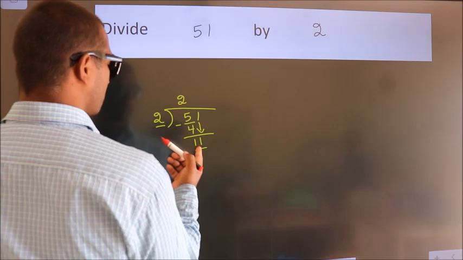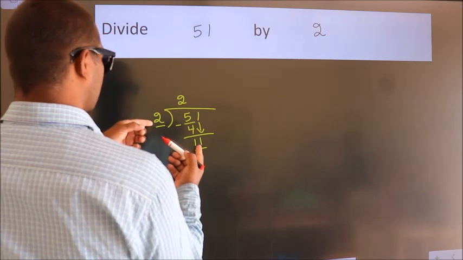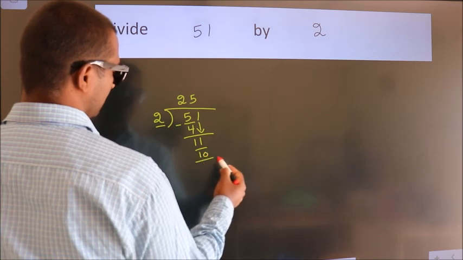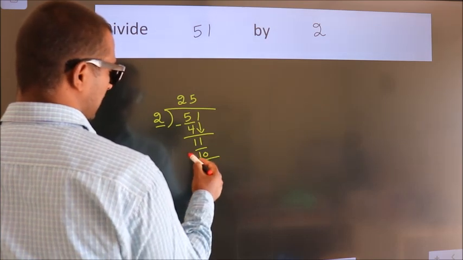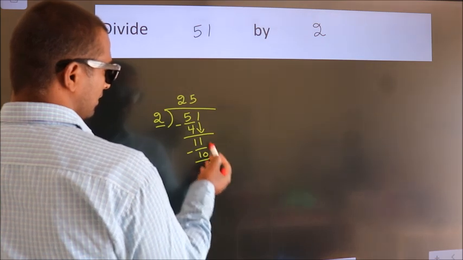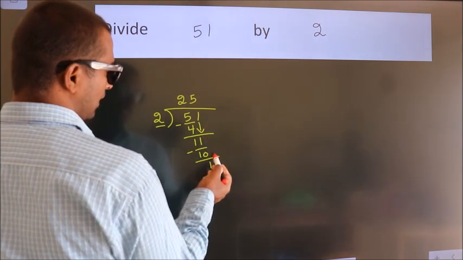A number close to 11 in 2 table is 2 5's 10. Now we subtract, we get 1. After this, no more numbers to bring it down.